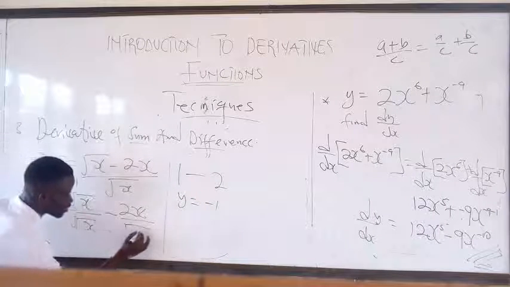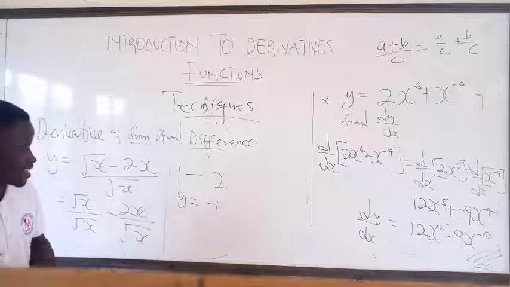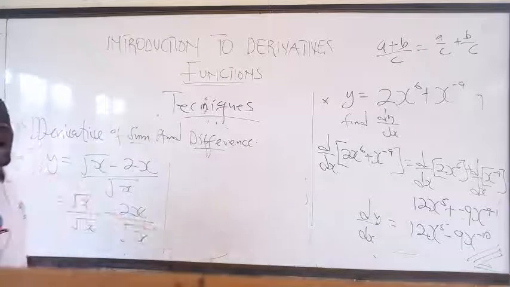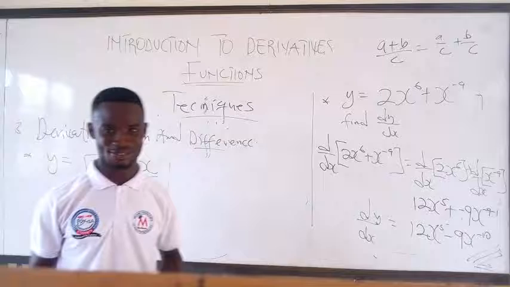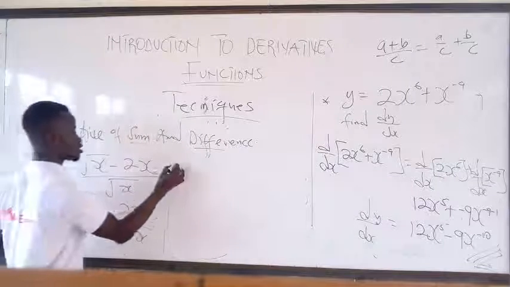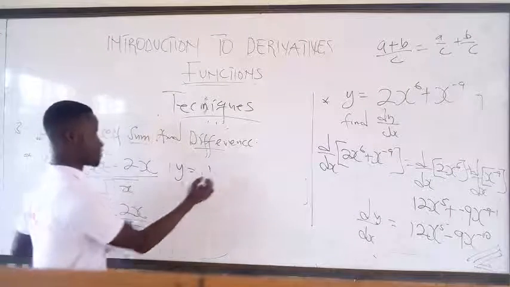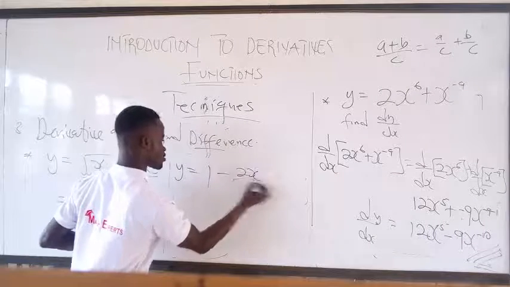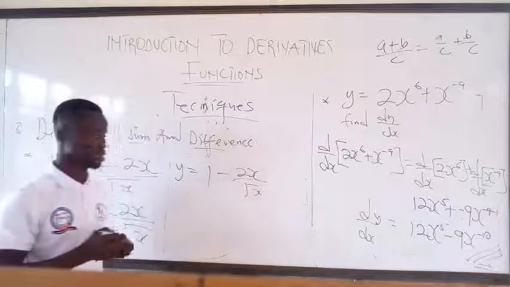There is a mistake here. This is square root of s. And that's why we are getting something like this. Now, I know you are a good student. Let's continue. So this will cancel this 1 minus here is going to be 2x over square root of x.